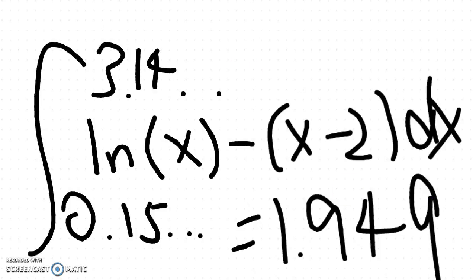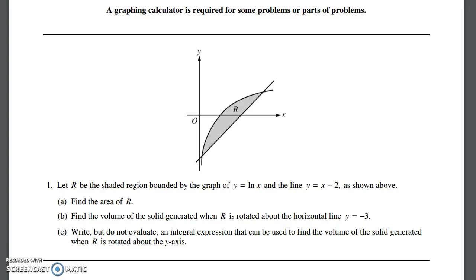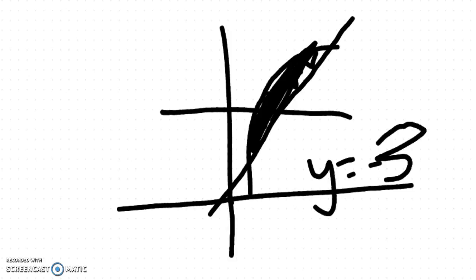Now moving on to part B. We're asked to find the volume of the solid generated when R is rotated about the horizontal line y equals -3. Now let's first look at a graph of this. Excuse the bad drawing, but this is what we get.